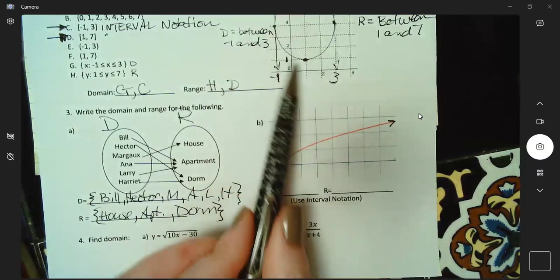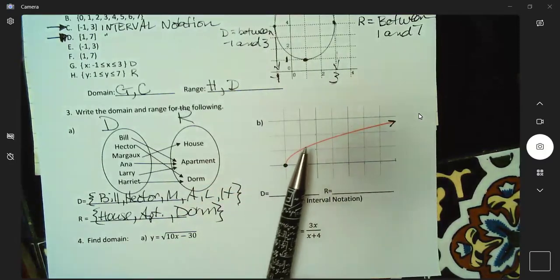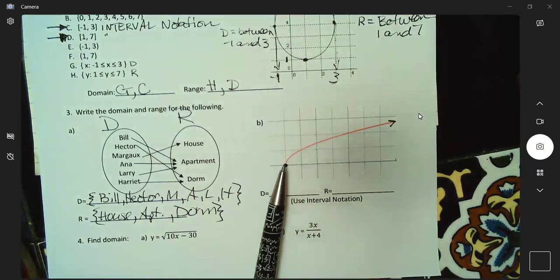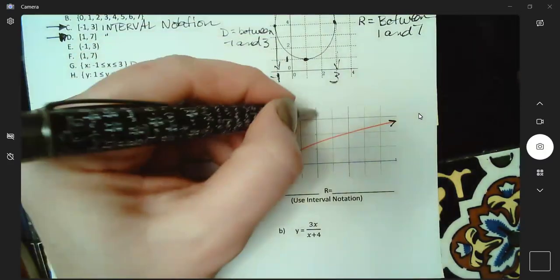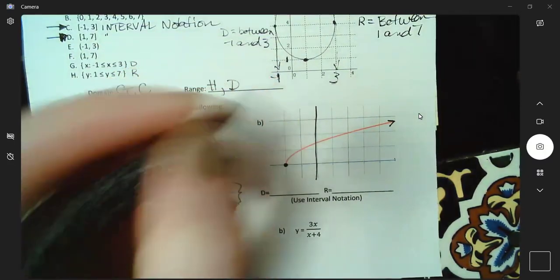The domain, just like we did on this one up here, would be the furthest left point's x value. So that's the furthest to the left. And I guess it's hard to see, but this is my y-axis right here. This is x and y.